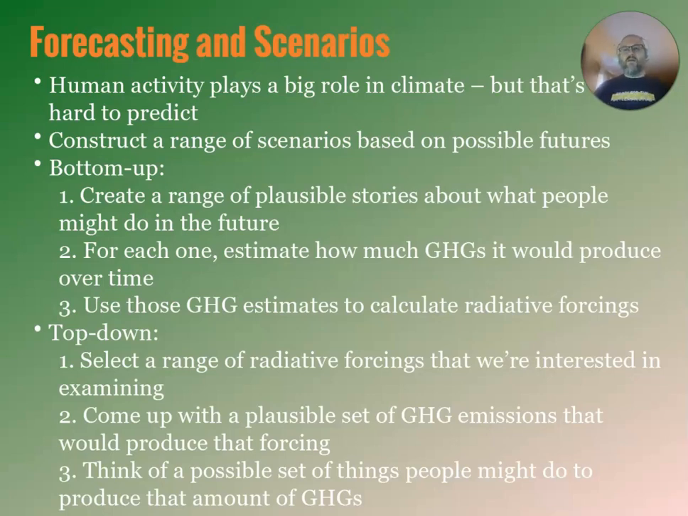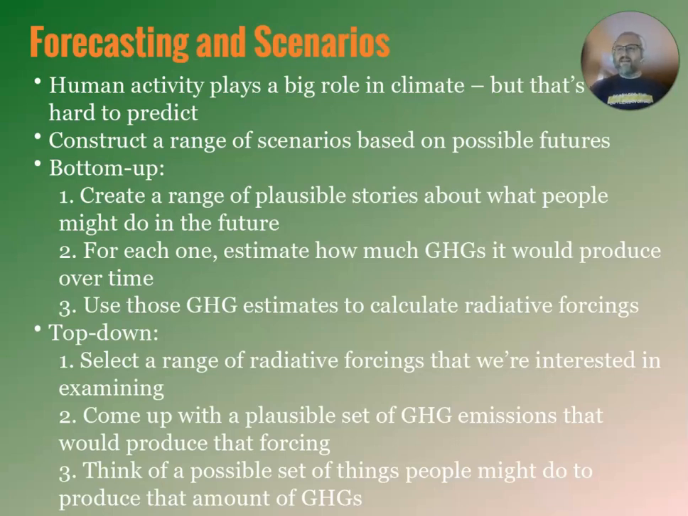So then we build a set of greenhouse gas concentrations for each time period, right? So if we're on a year-to-year basis, we might think, okay, for each year, how much greenhouse gases would be emitted by people in each of these scenarios. And then we can use the greenhouse gas estimates to calculate the radiative forcings, right? So we know that if we put X amount of CO2 into the atmosphere, it's going to have a certain radiative forcing, right?